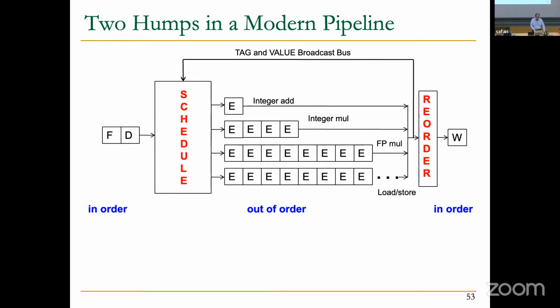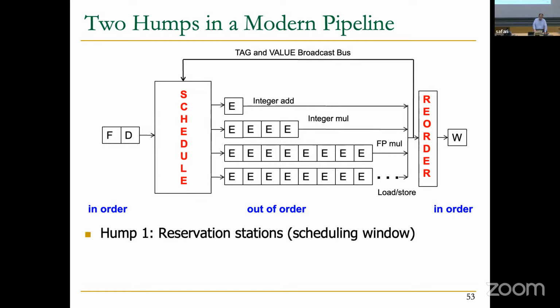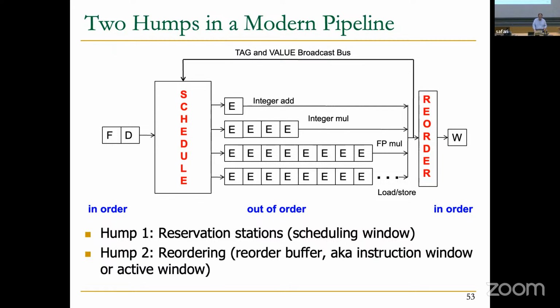So yeah, we have two humps in a modern pipeline. We have fetch and decode, and then the first hump, which is the reservation station or scheduling window. And the second hump, which is reordering, the reorder buffer, also known as the instruction window or active window, that you need to use after execution. And after that, you have the write back.